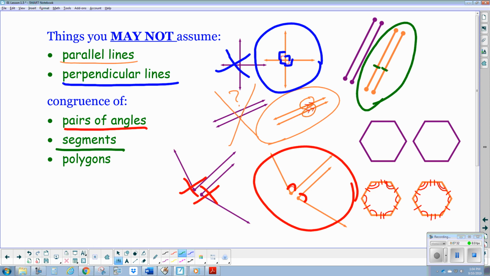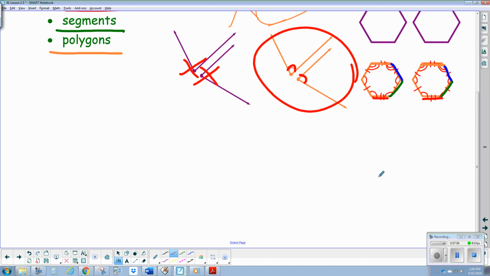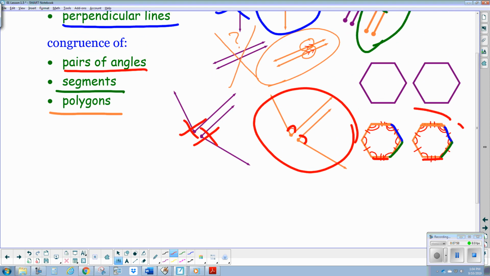And then lastly, polygons. And remember with polygons, in order to have congruent polygons, you have to have all angles and all sides congruent, corresponding. So here we have a corresponding side, and I could go through and draw all of the sides and all of the angles corresponding on these polygons. So these polygons are congruent because they are marked congruent.